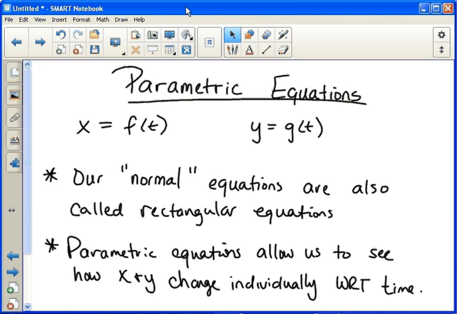In calculus now we're going to move on to something called parametric equations. Some of you may have seen this in pre-calculus, but if you haven't, then I'm going to start from fresh, so don't worry about it if you haven't heard of them before.